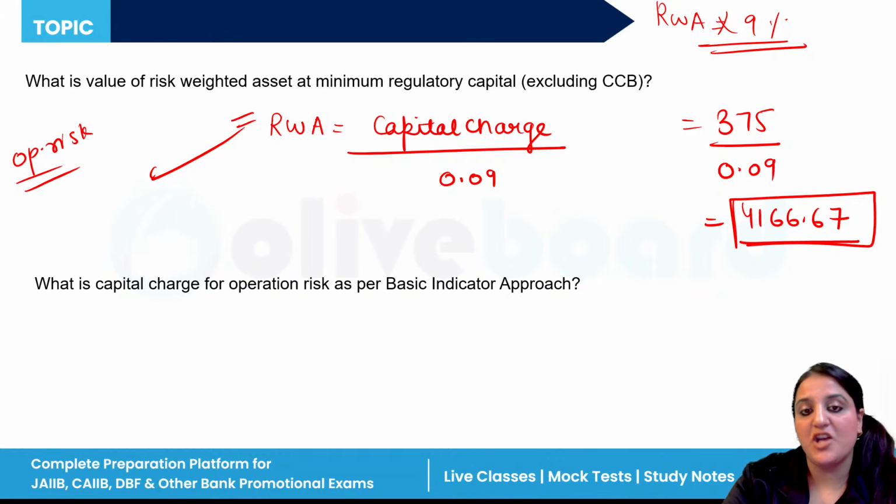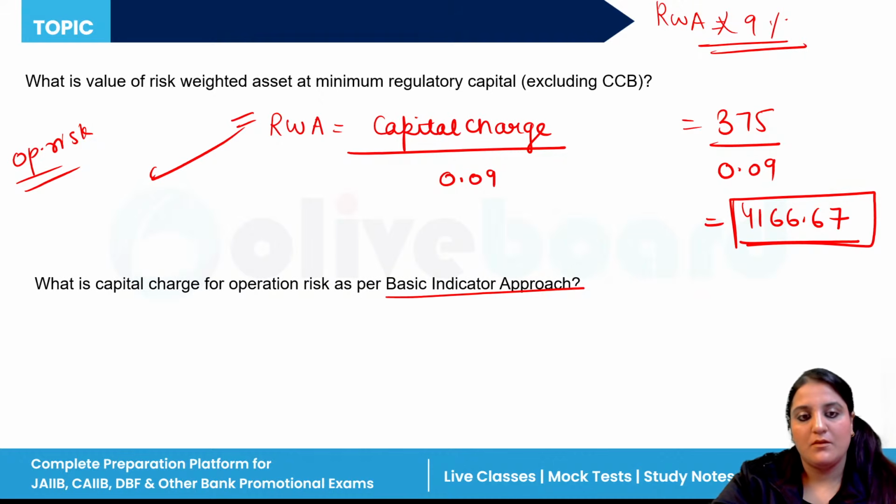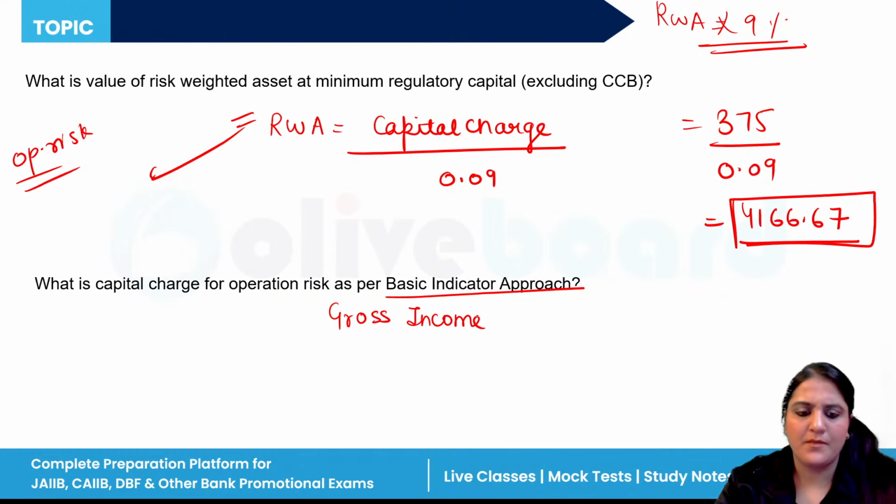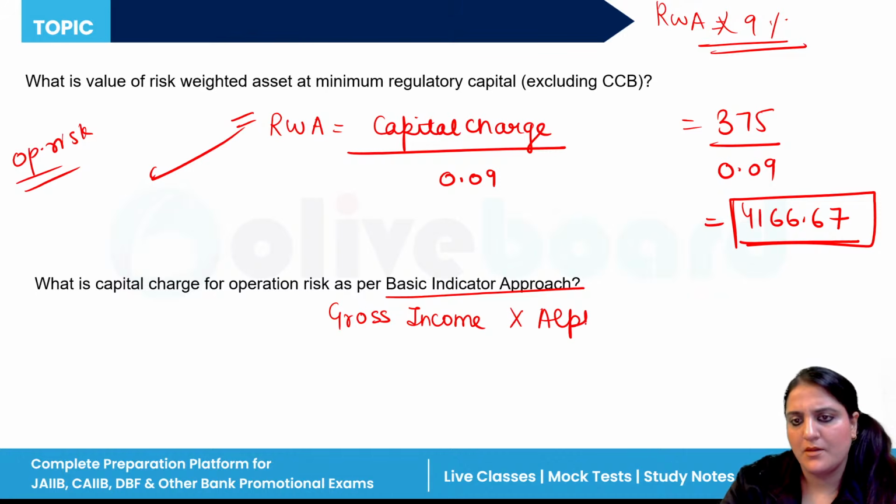Now we have to find the capital charge for operational risk as per the basic indicator approach. How to calculate? Let's calculate. See, the capital charge as per the basic indicator approach is equal to gross income multiplied by alpha, right? And alpha is 15%.